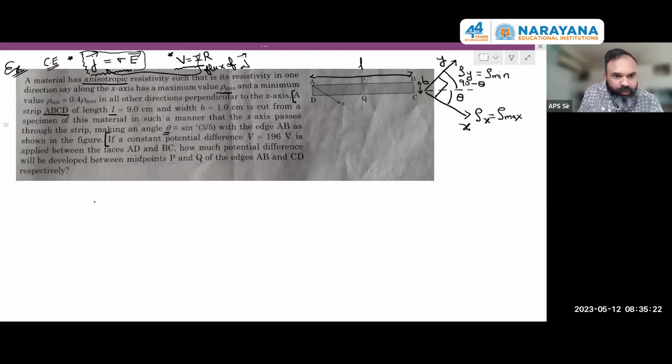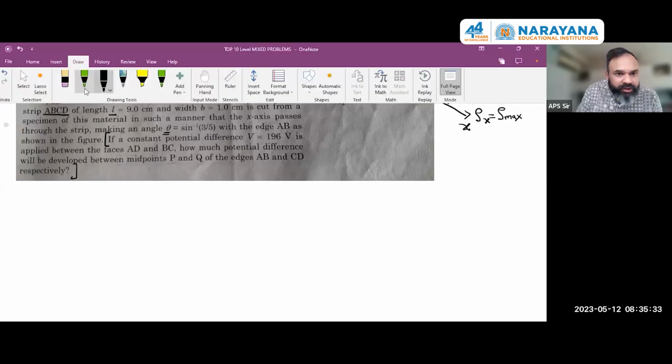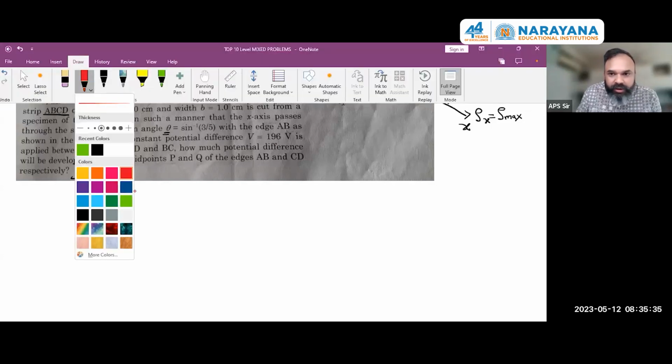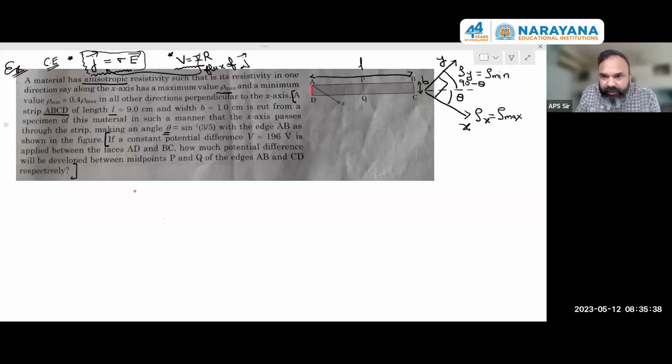Now the question starts from this point. He says that if you apply a constant potential difference between face AD and BC, and that difference is V, by virtue of this effect, what will you develop between P and Q? So your question was, can we write the potential difference between point P and point Q? That is what we have to calculate.